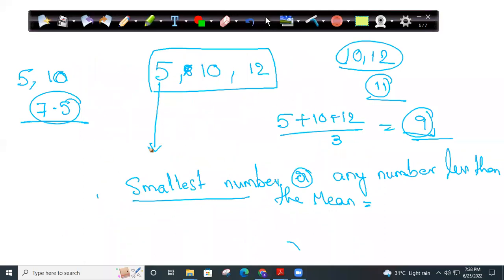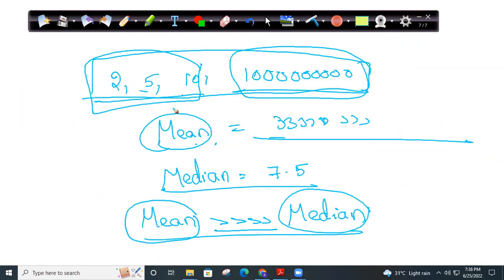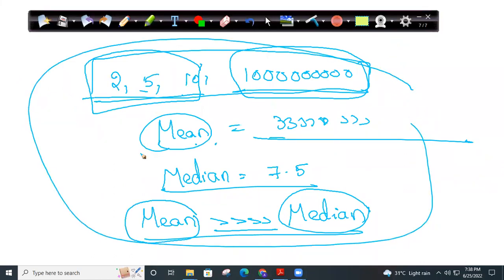If the smallest number is removed, mean will increase. If the greatest number is removed, the mean will decrease. Even if one term changes, mean will change. If you reduce the terms less than the median or increase the terms greater than the median, the median will not change. This is the most important. Very few can recognize this. For the given set, if mean is much bigger than the median, it happens when there are few terms in the set which are way bigger than the other numbers in the set.